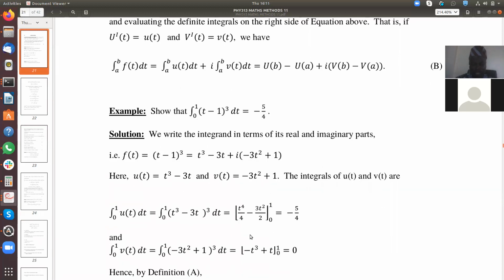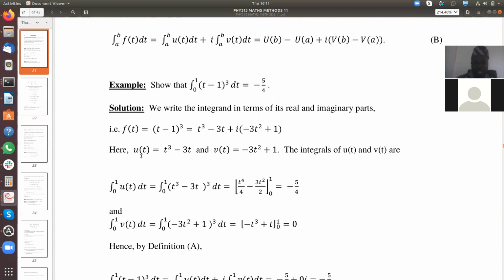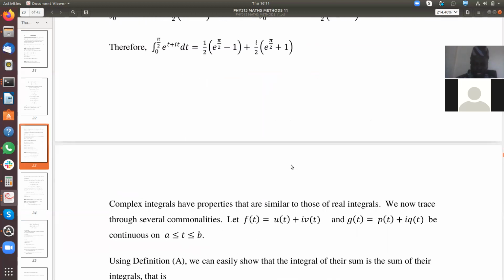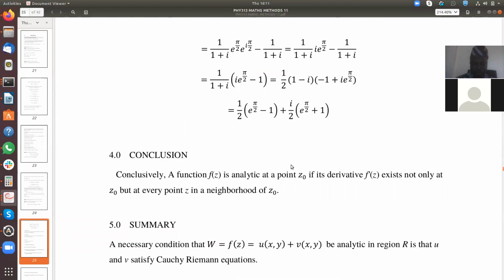Just like what we did here. Here we have the power of 3. Now it's power of 5 in the example. You just expand it and have something like this. Then you collect like terms, those with i and those without i. By the time you do that, you apply u of t to those without i and u of t to those with i. Then you integrate them. By the time you integrate, you put in the values, then you should be able to solve this example.